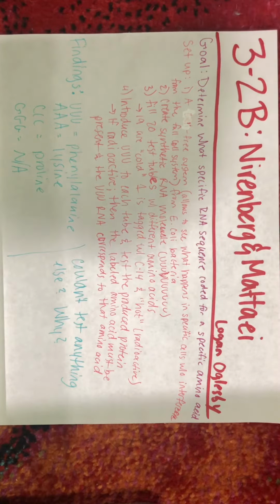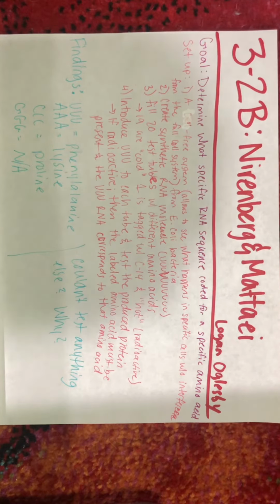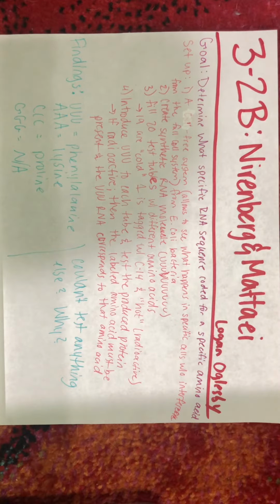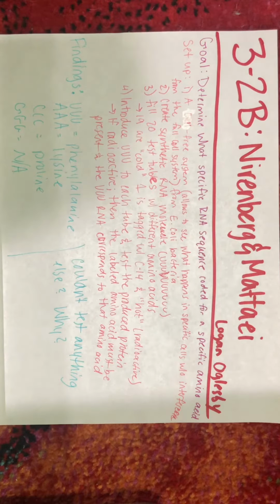They filled 20 test tubes with different amino acids, where 19 of those amino acids are cold amino acids, as in they're just normal, and one is tagged with C14, that is hot, and each time they tagged a different one. So they would do a set of 20 where histidine was the tagged one, and then another set of 20 where lysine was tagged, to rule them out until eventually they found out which one UUU coded for. They would introduce UUU to each tube, and then if there was a protein produced, they would test it to see if it was radioactive, and if it was radioactive, then we know that it used UUU.